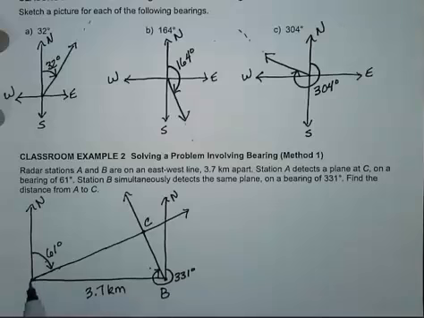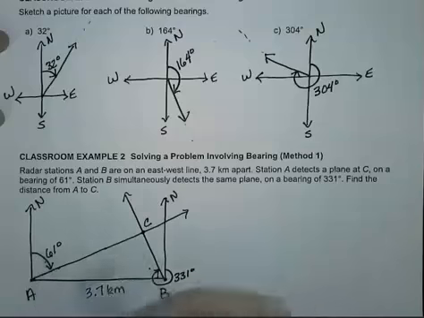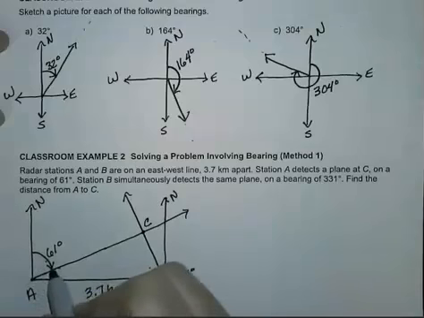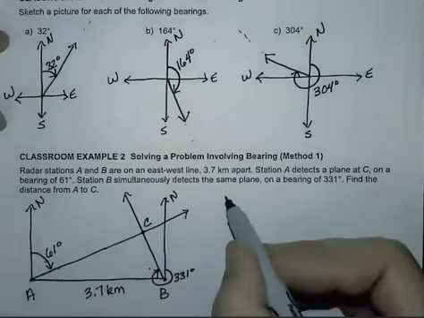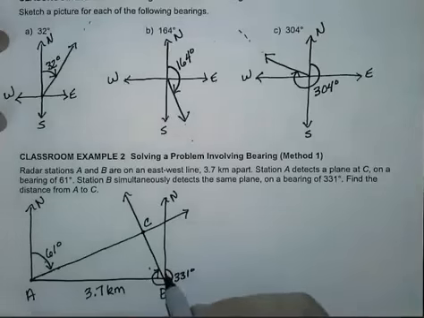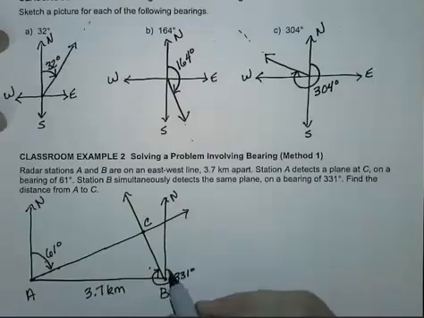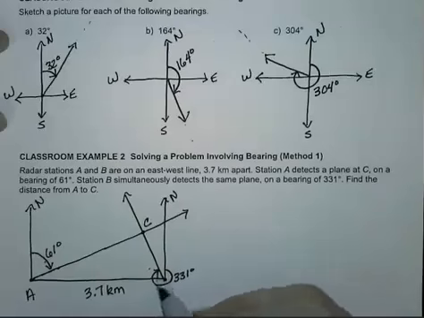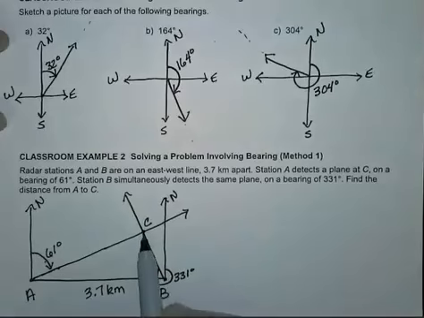And this radar station detects a plane at point C on a bearing of 61 degrees. Going 61 degrees clockwise, this is the direction that the plane is in. From station B, the bearing to the plane is 331 degrees. So down here, I'm starting from due north, going around 331 degrees. The idea is where these two intersect is where the plane would actually be.